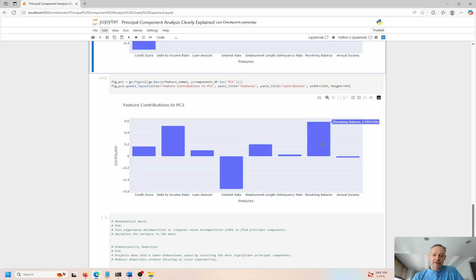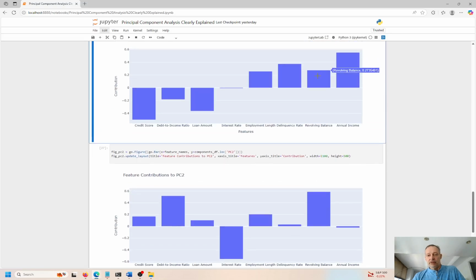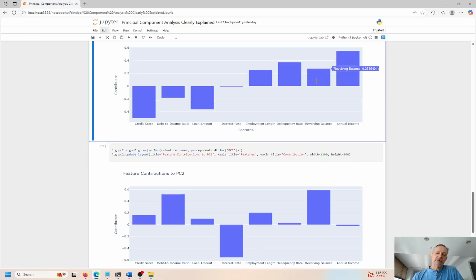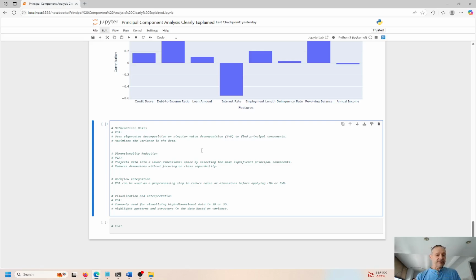So it's interesting. And then revolving balance, this is the largest for principal component number two, and revolving balance was somewhat influential in predicting the target variable, but not huge for principal component number one. So this tells us a few different things. The mathematical basis, basically, we use eigenvalues to decompose a single value to find principal components, like what are the main components that have an influence on the target variable, that probability of default, right? And maximizes the variance of this data set.